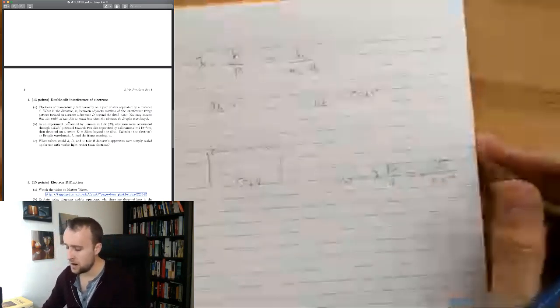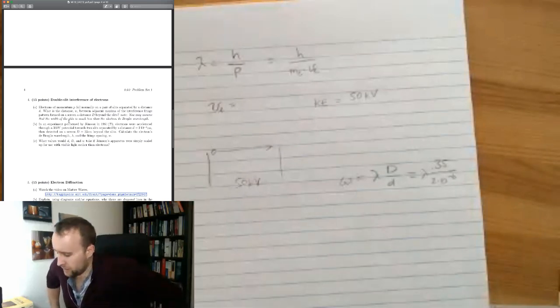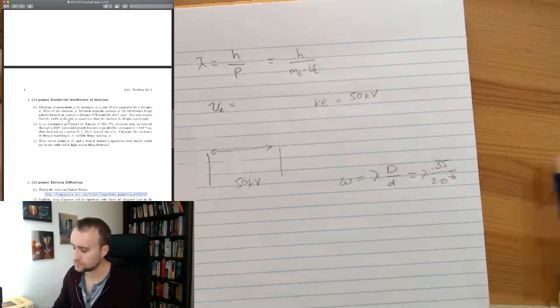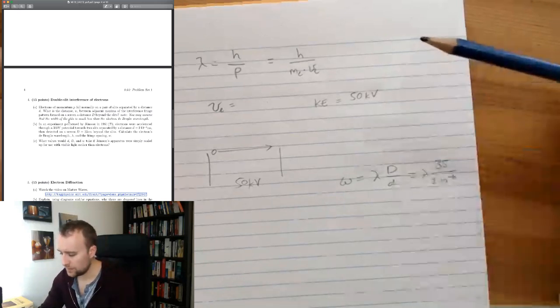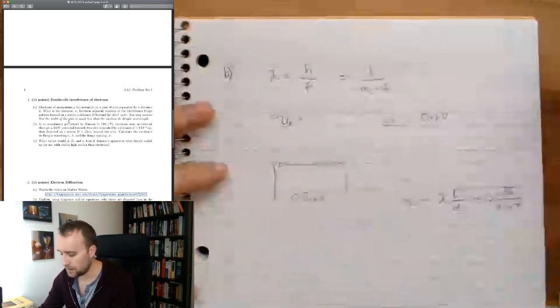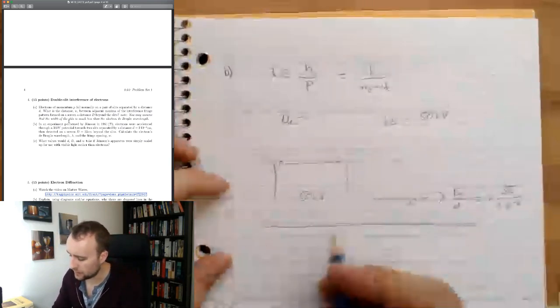And to find lambda, we just need to find the velocity from the kinetic energy, 50 kilovolts. Is there any way I can go from energy directly into momentum? I don't think so. I have to find all these constants out. You know what? I'm going to pause it right now. Just going to leave this in here of where I left off.